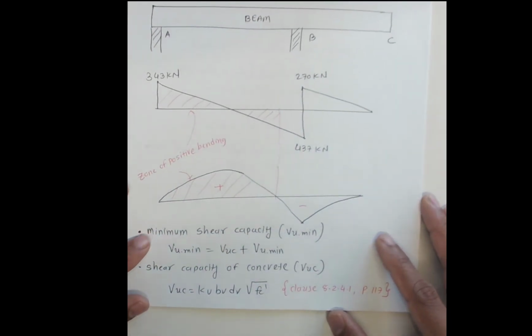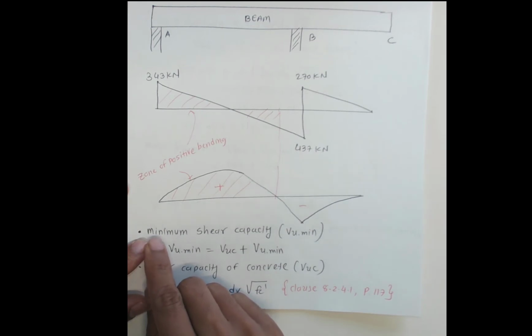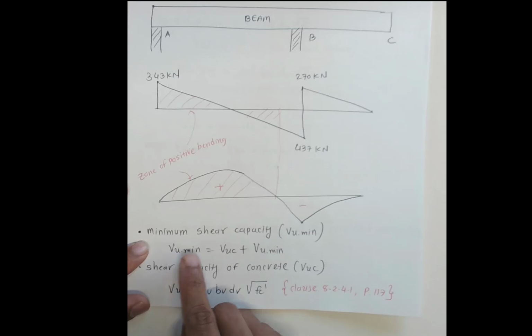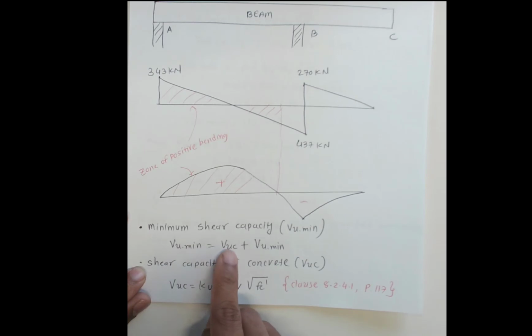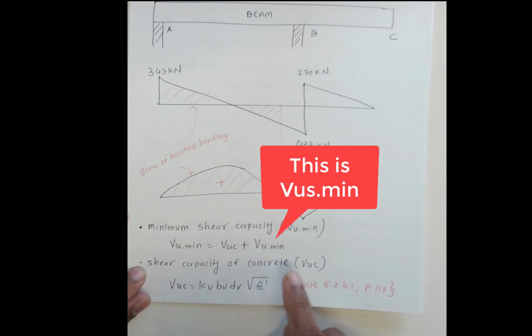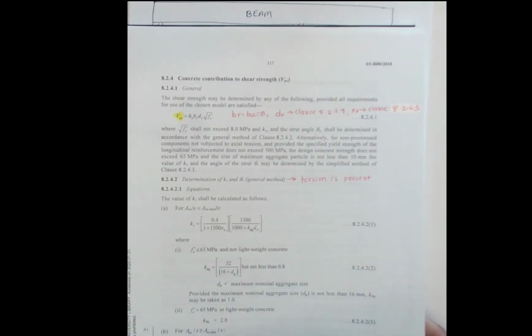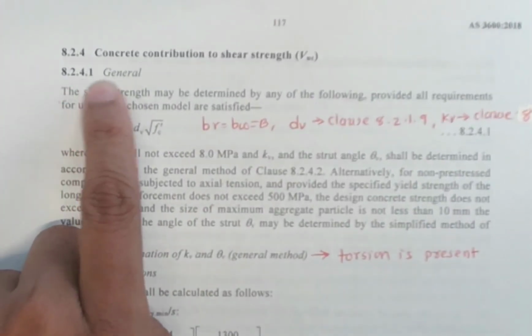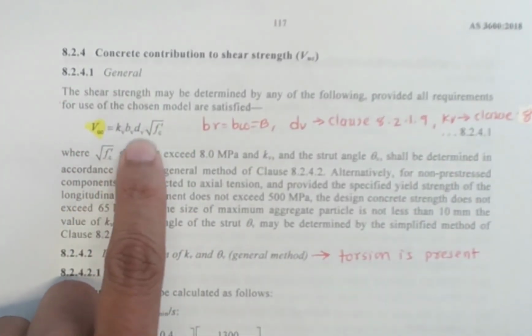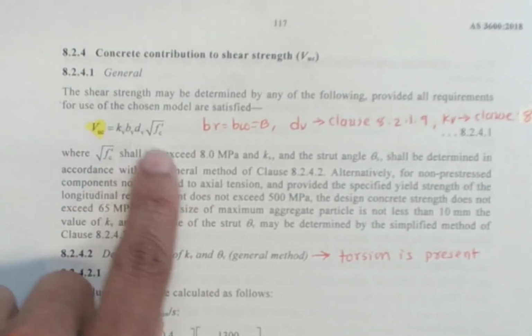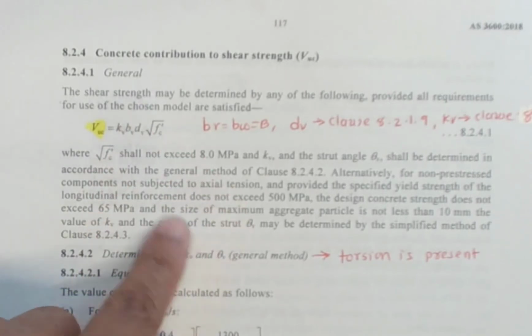Now for this case, we can find the minimum shear capacity, that is Vu min, and Vu min equals Vuc plus Vus min. Vuc is nothing but the shear capacity of the concrete, which is given on page 117. On page 117, we have clause 8.2.4.1. It gives kv, bv, dv, square root f'c. They have conditions given. Our example does not fall in any of these conditions, but you can read this one.